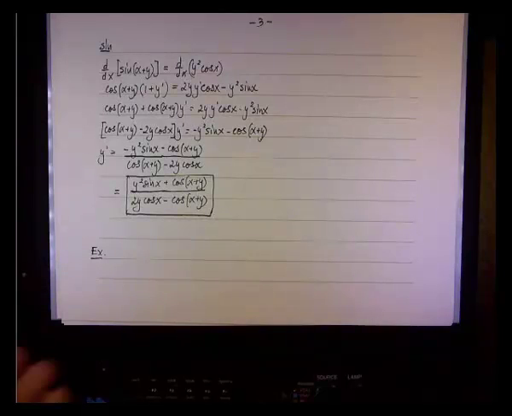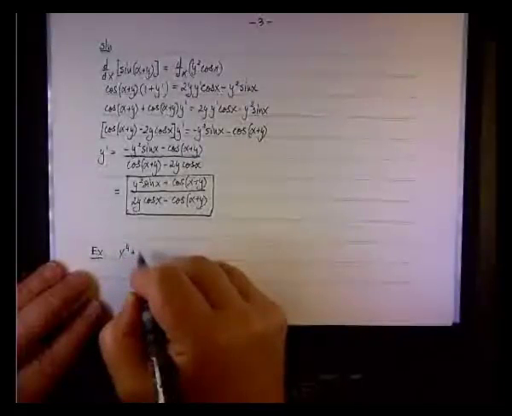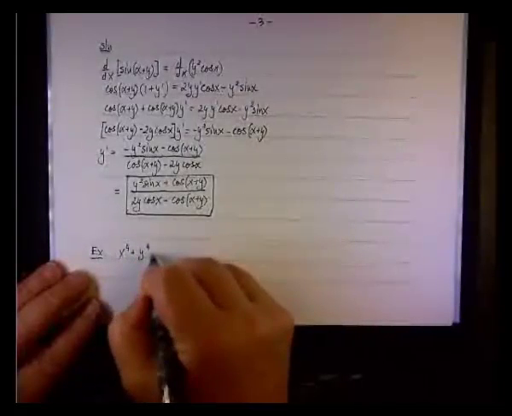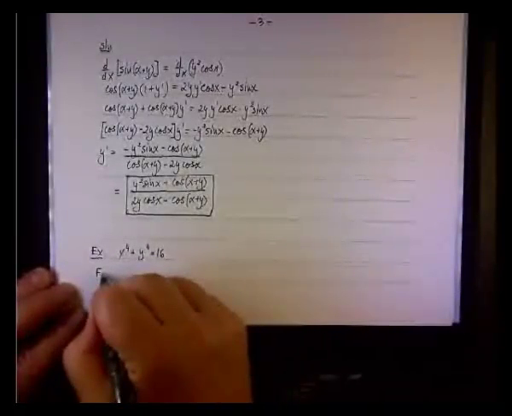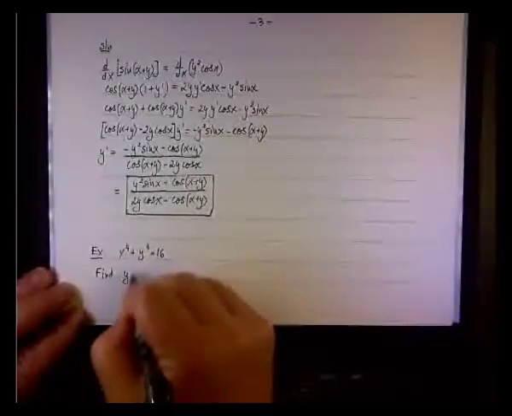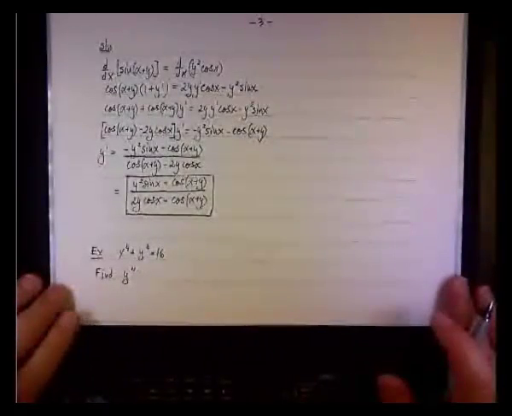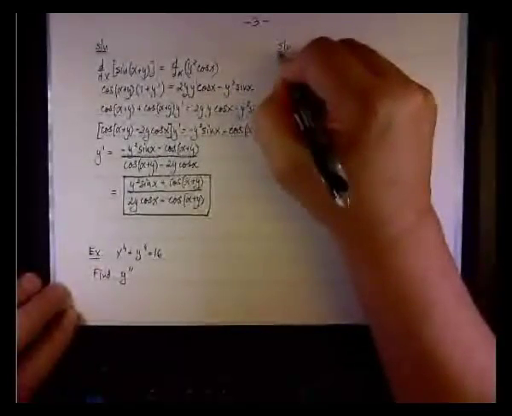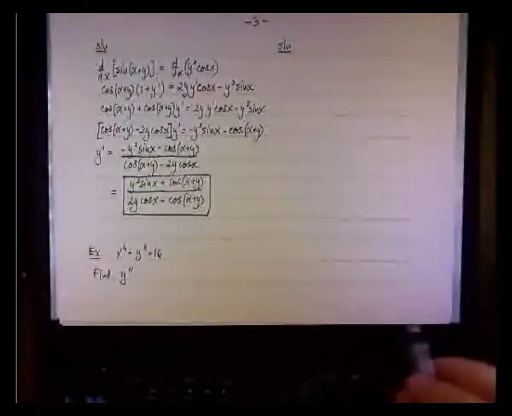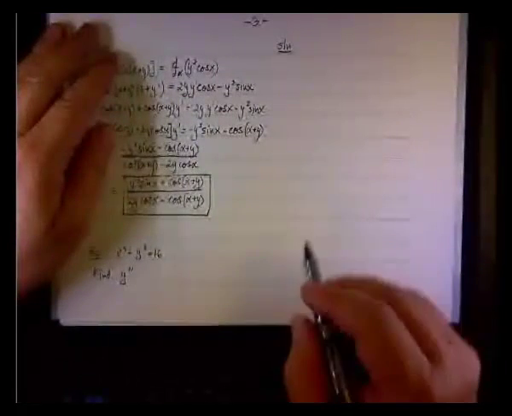In this example, we have x to the fourth plus y to the fourth equals 16, and what we need to do is find y double prime, the second derivative. So, y double prime, double the pleasure here. Let's see how this works out, if indeed it gives us pleasure or pain. I suspect the latter rather than the former, but who knows.